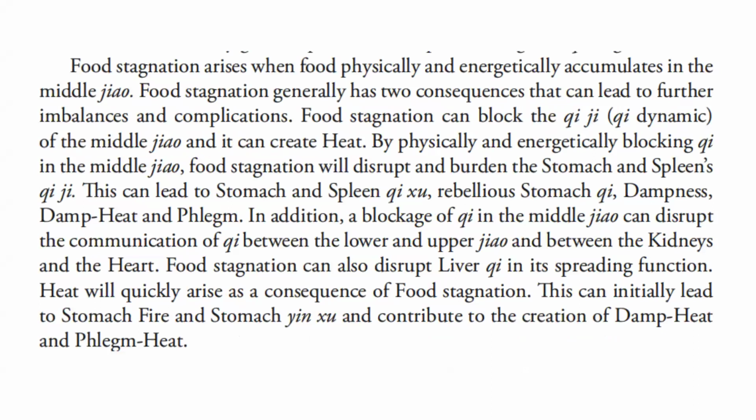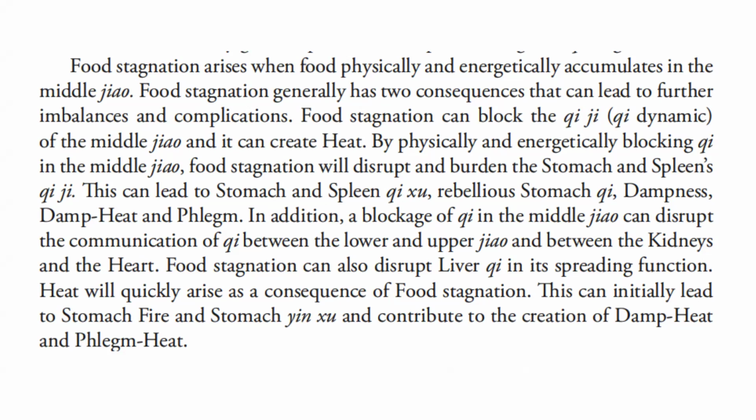Food stagnation arises when food physically and energetically accumulates in the middle jiao. Food stagnation generally has two consequences that can lead to further imbalances and complications. Food stagnation can block the Qi dynamic of the middle jiao and it can create heat. By physically and energetically blocking Qi in the middle jiao, food stagnation will disrupt and burden the stomach and spleen Qi dynamic. This can lead to stomach and spleen Qi deficiency, rebellious stomach Qi, dampness, damp heat and phlegm.